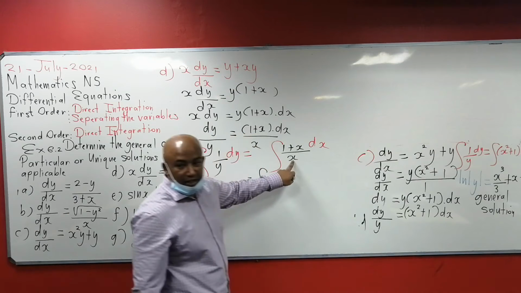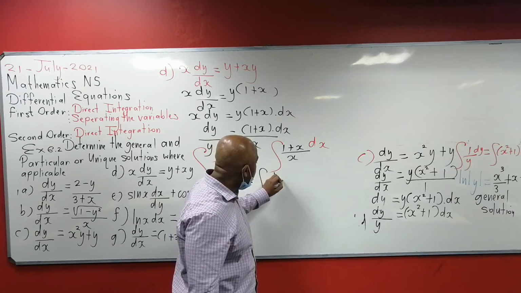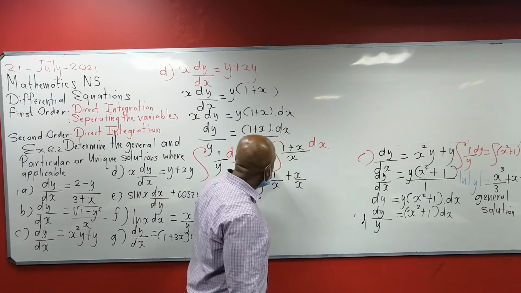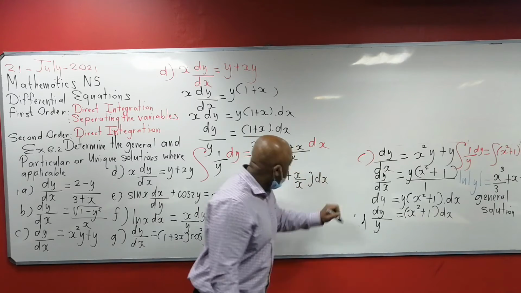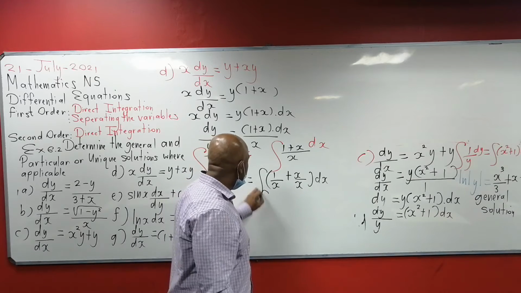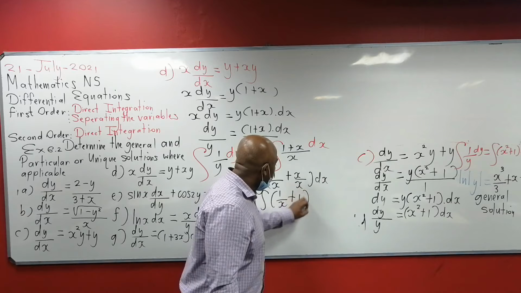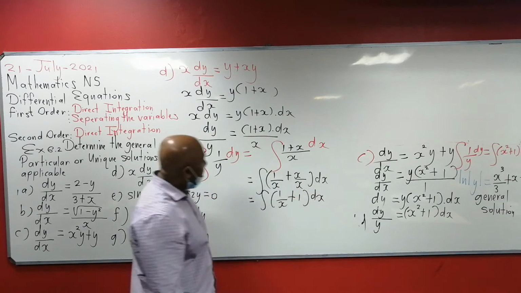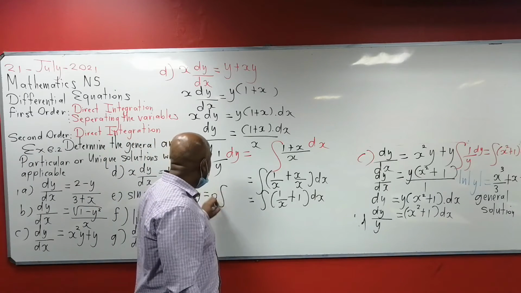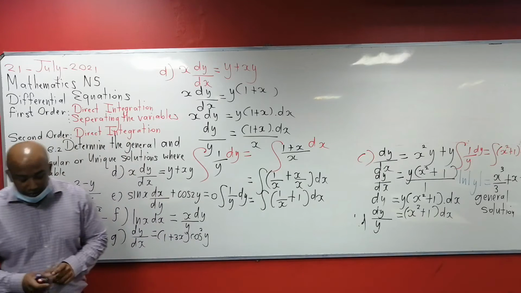My common denominator there is x, so I can separate them into two fractions, 1 over x plus x over x there. Let's see, 1 over x is fine. The problem is I need to just simplify this one further. So it's 1 over x plus x divided by x is 1. And now it is ready to integrate. So now I got my left hand side 1 over y dy, and now we can work this one out.